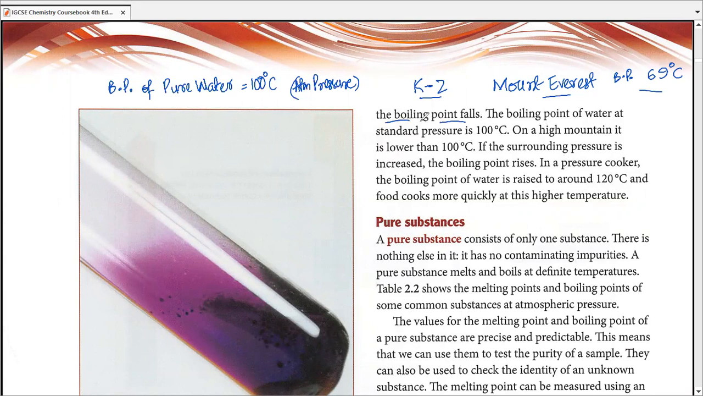And it's written in these lines, the last lines of the previous paragraph and the starting lines of this paragraph. On a high mountain, it is lower than 100 degrees centigrade. The value at the peak of Mount Everest, and this is actually the peak, not the base of Mount Everest, is around 69 degrees centigrade. For K2, it's a little higher than 69, but it's definitely much lower than 100.